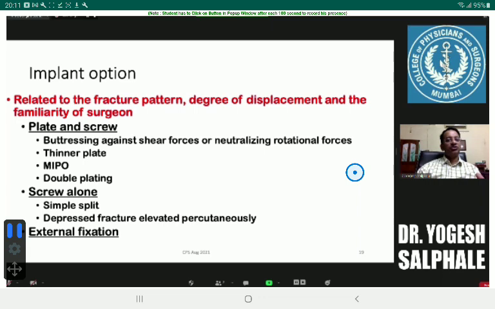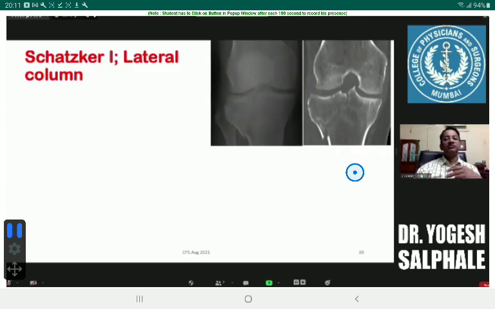Now plating and screws: what do they do? They provide buttressing against the shear forces or neutralize rotational forces. You can use a thinner plate, you can use the MIPO technique as well as double plating. You can use only screws when the fracture is a simple split fracture, or there is a depressed fracture which is elevated percutaneously, with a sort of raft mechanism. You can just let the screws do their role till the articular surfaces heal. And external fixation is one of the wonderful techniques in the armamentarium of an orthopedic surgeon because it helps in gaining time.